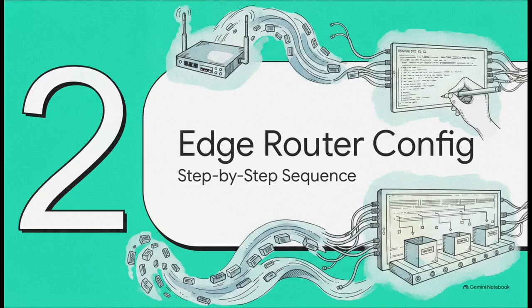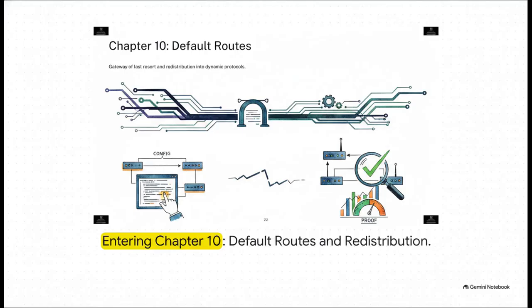Moving right along to Section 2, Edge Router Configuration, Step by Step. As we get into the meat of Chapter 10 from our source material, which covers default routes and redistribution, we learn how to translate that whole mailroom concept into actual command line syntax. And what's really interesting here is that configuring it is only half the job. Verifying it, that's the absolutely critical second half. You can't just type in the commands and blindly assume they worked.